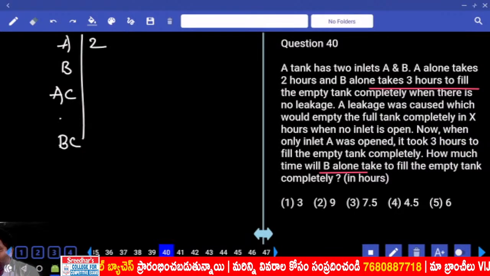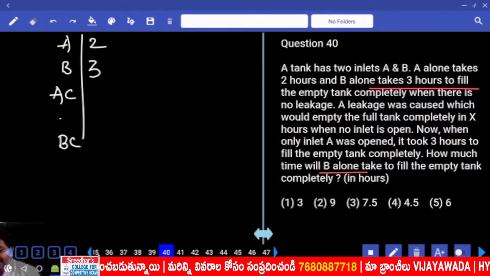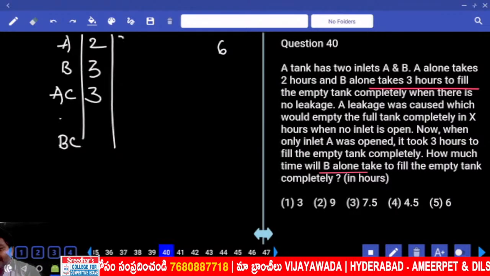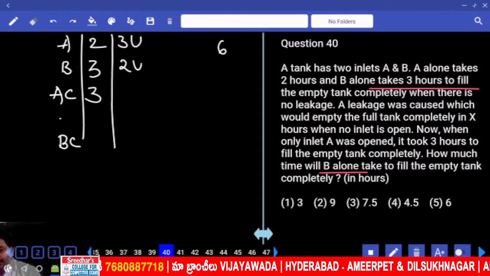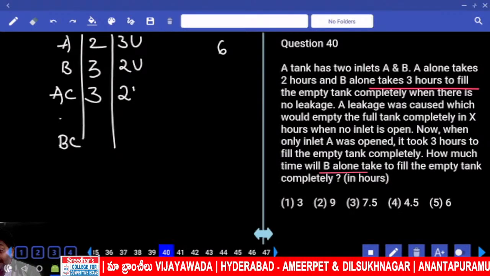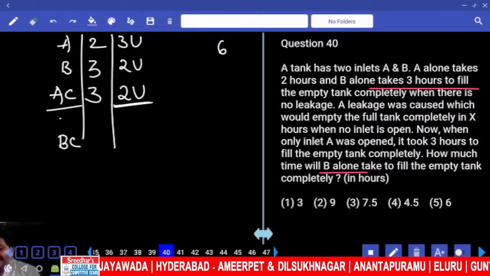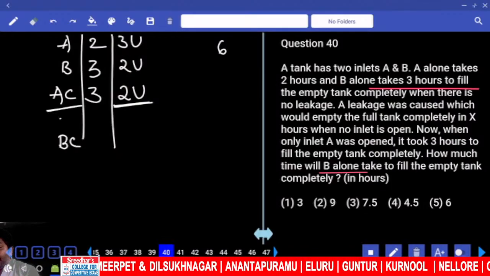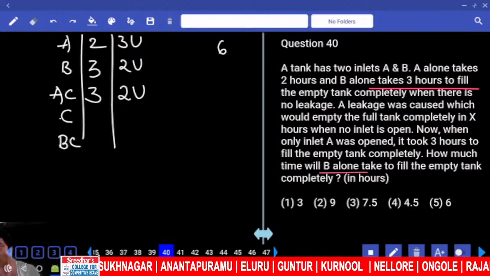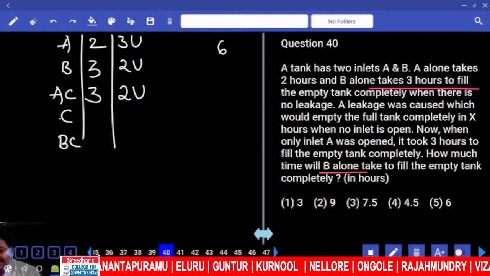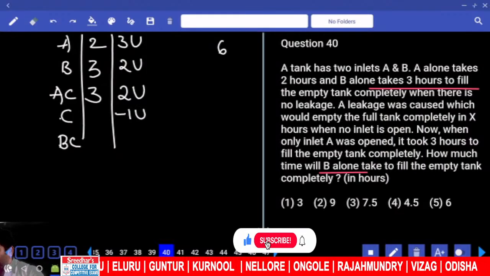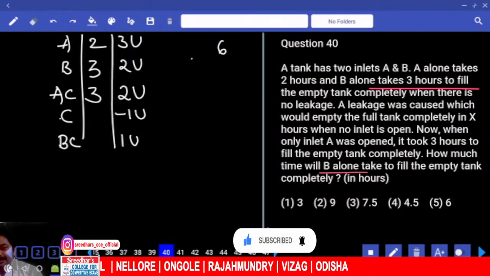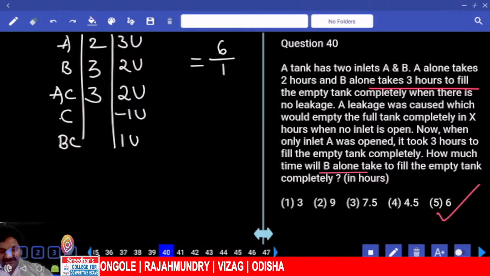Time taken by A alone, 2. B alone, 3. A and C, 3 hours. LCM, 6. A alone does 3 units. B, 2 units. A and C, 2 units. See, this 2 units is done by A and C both together. Where A does positive work, 3 units. If C is included, 1 unit is going out. So that means C does 1 unit of negative work. When B and C are opened together, how many units of positive work will be done? Time to fill the tank is 6 by 1. Answer 6 hours. Fifth option.